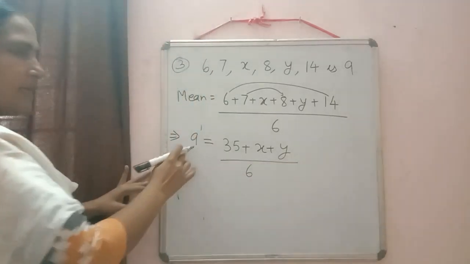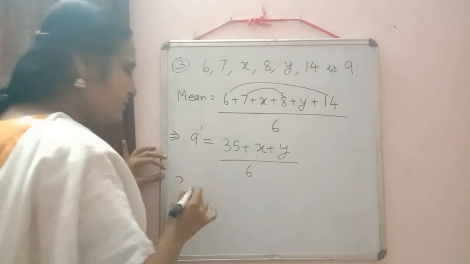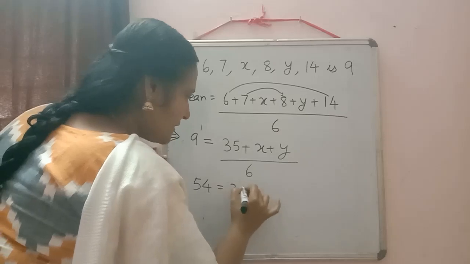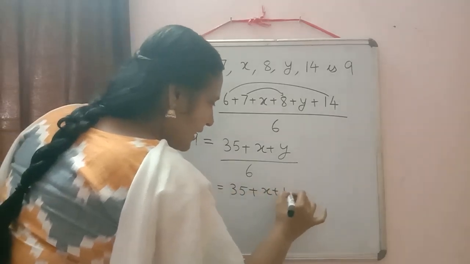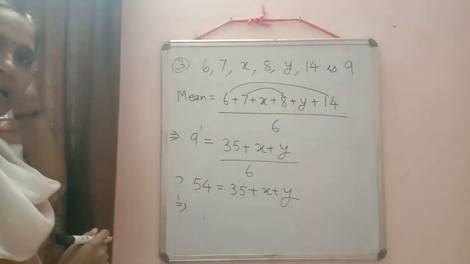Now this 6 we can shift to the left hand side. Then it will be equal to 9 into 6. 9 sixes are 54 is equal to 35 plus x plus y. Then 35 we can shift to the left hand side.